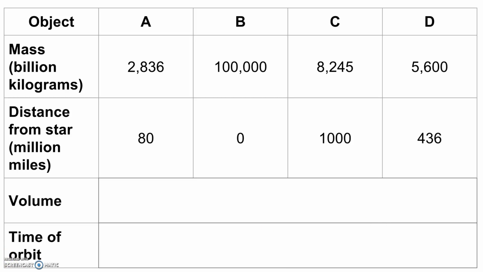Which object is farthest away from the central star? Because object C has the greatest distance at 1,000 million miles, it would have the greatest distance from the central star. We can also predict then that because object C had the greatest distance, it would also take the longest to orbit.